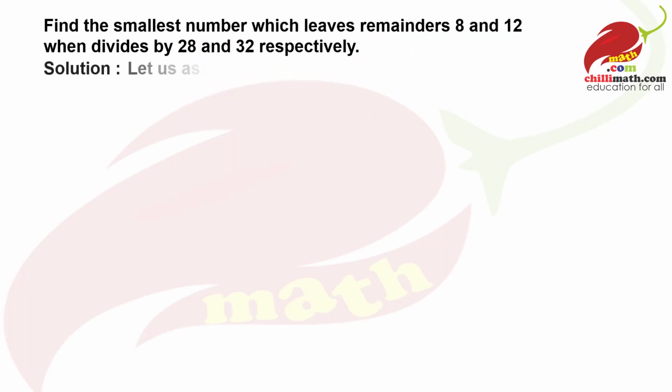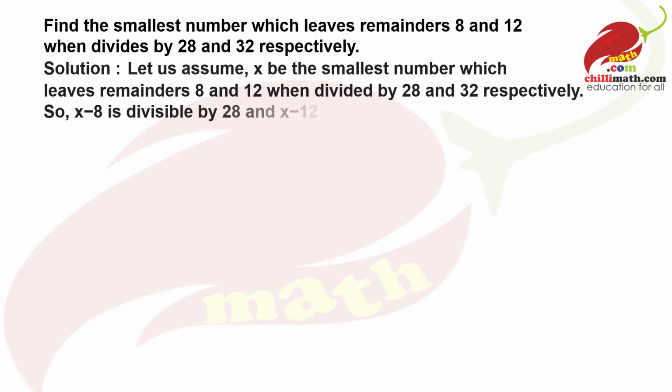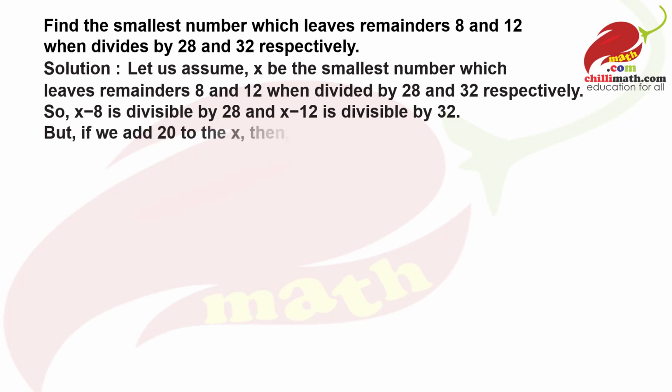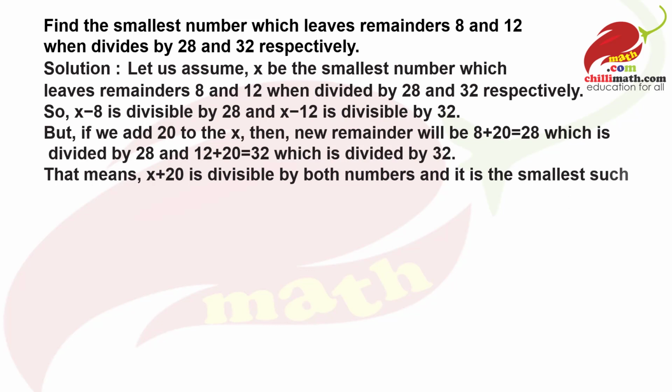Solution. Let us assume x be the smallest number which leaves remainders 8 and 12 when divided by 28 and 32 respectively. So, x minus 8 is divisible by 28 and x minus 12 is divisible by 32. But if we add 20 to x, then the new remainder will be 8 plus 20 is equal to 28, which is divisible by 28, and 12 plus 20 is equal to 32, which is divisible by 32. That means x plus 20 is divisible by both numbers, and it is the smallest such number.